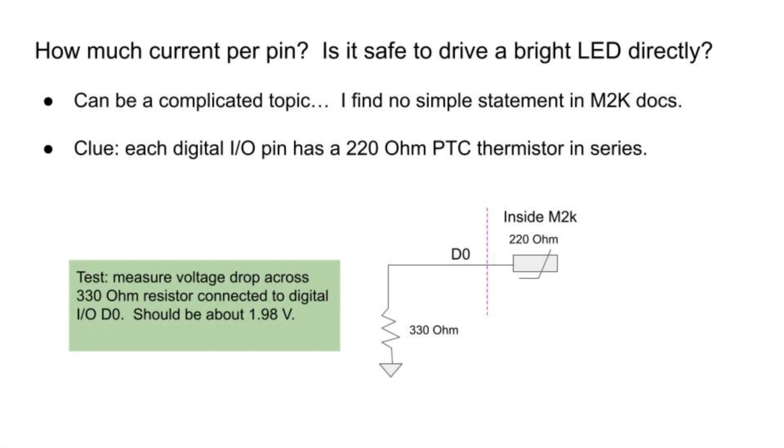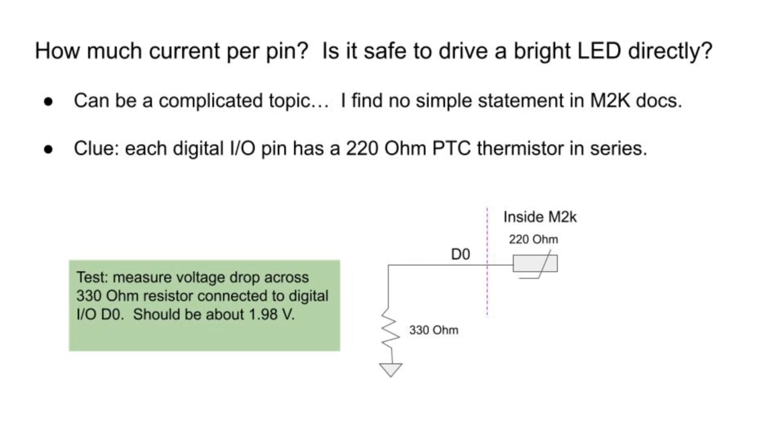Here's a good question. When a digital I/O pin is configured to be an output, how much current can it provide? For example, is it safe to drive a bright LED directly? That might take 20 milliamps or more. Is it okay? This can be a complicated topic, and unfortunately, I don't find a simple answer in the M2K documents. But there is a clue that you can see in the M2K schematic.